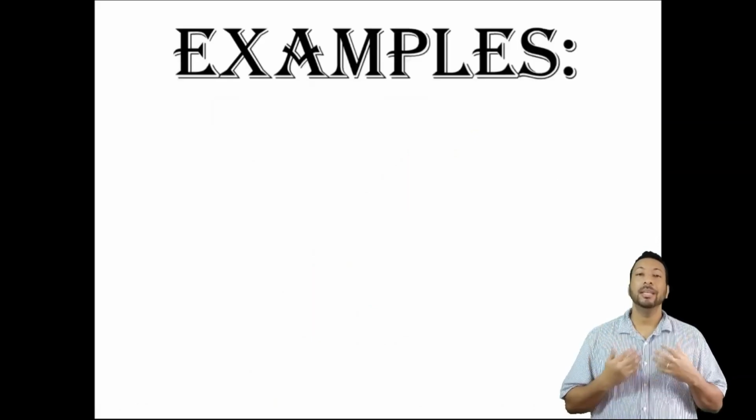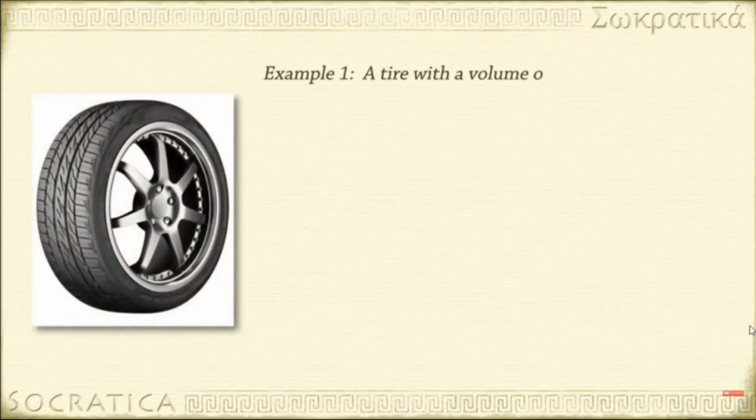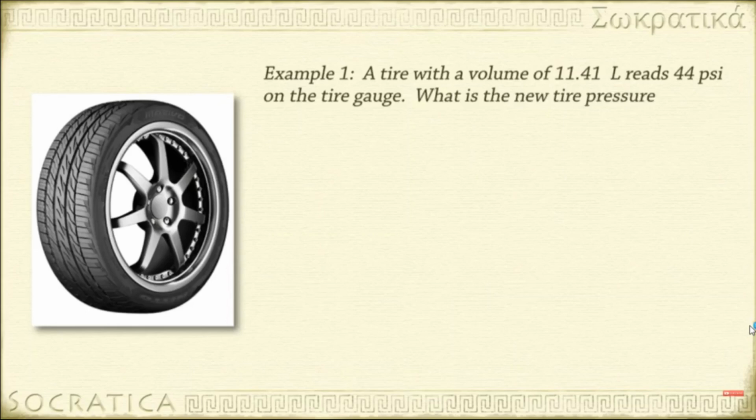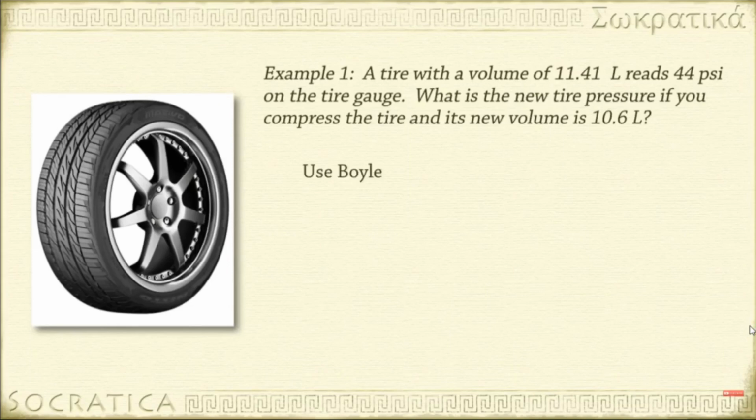So now we come to some examples. A tire with a volume of 11.41 liters reads 44 psi, pounds per square inch, on the tire gauge. What is the new tire pressure if you compress the tire and its new volume is 10.6 liters? Write out Boyle's Law and substitute in what we know.